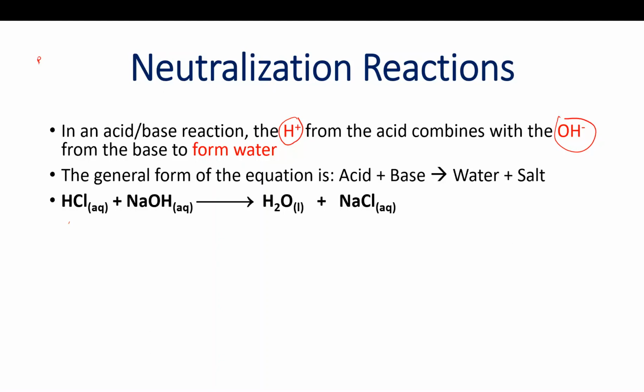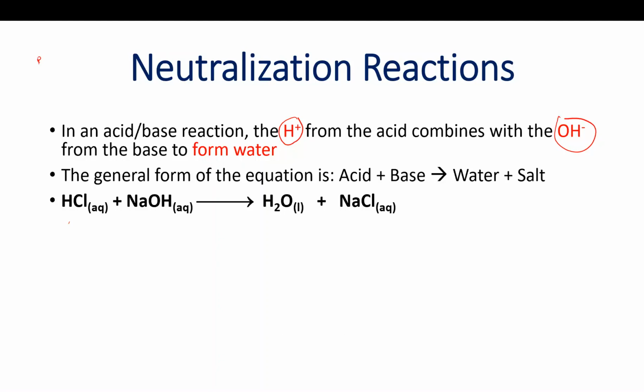So the general form of this equation is we have an acid, we add it to a base in equal amounts, and we produce water and a salt. And again, a salt is basically an ionic compound. So one example is we have hydrochloric acid with sodium hydroxide producing H2O and NaCl.